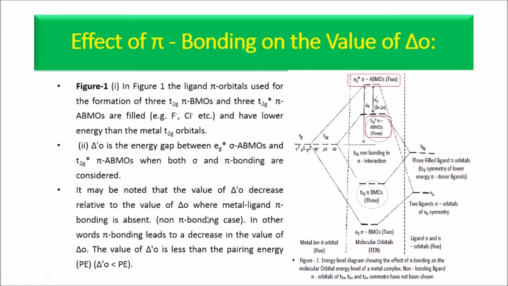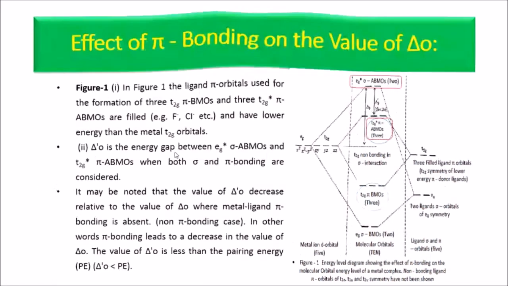In the non-pi bonding case, delta O is higher. Delta dash O will decrease. In other words, pi bonding leads to a decrease in the value of delta O. When pi bonding takes place, delta O, which is this much bigger energy gap, is reduced to delta dash O. That means the value of delta dash O is less than that of the pairing energy.